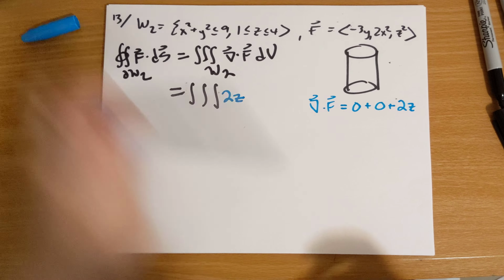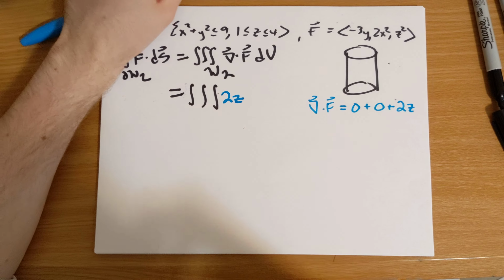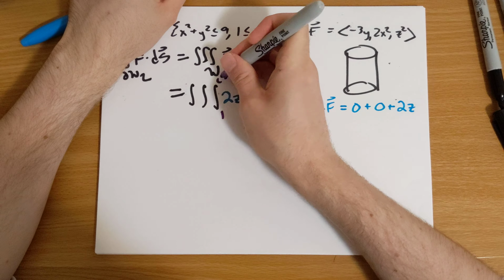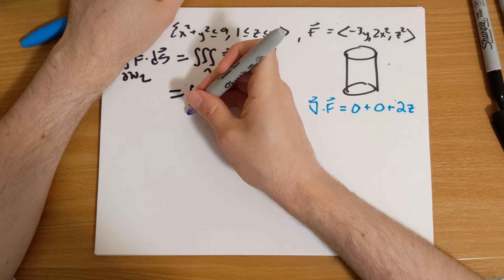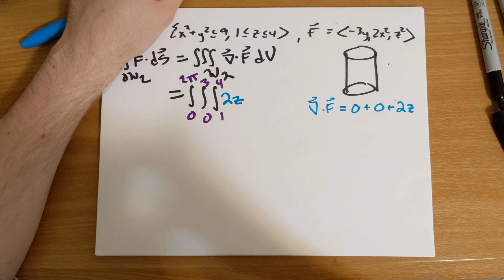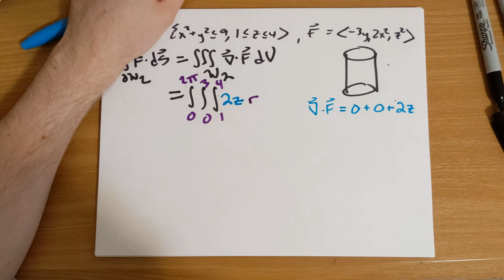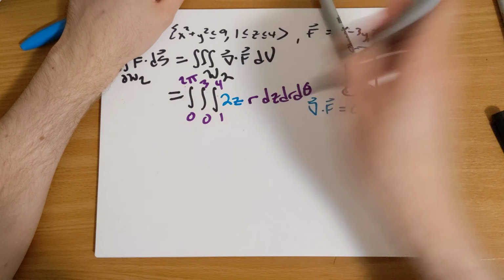And we are going to want to be using cylindrical coordinates here. Cylindrical coordinates will be the easiest. z will run from 1 to 4. x squared plus y squared is at most 9. Theta will run from 0 to 2 pi. r will run from 0 to 3. Don't forget the r. dz, dr, d theta.